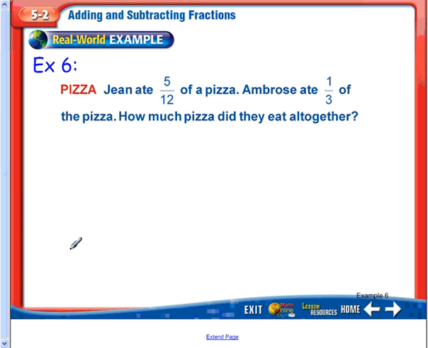In example number 6, Gene ate 5/12 of the pizza. Ambrose ate 1/3 of the pizza. So how much pizza did they eat all together? So we need to take 5/12 plus 1/3.